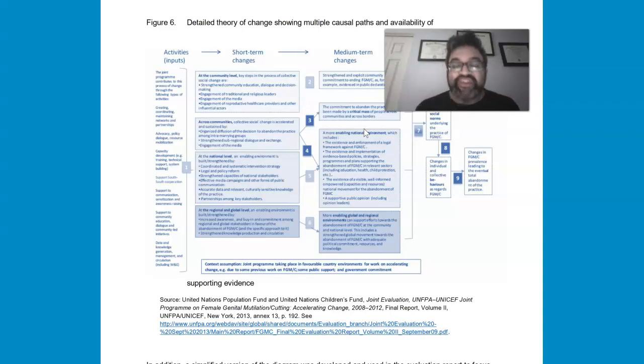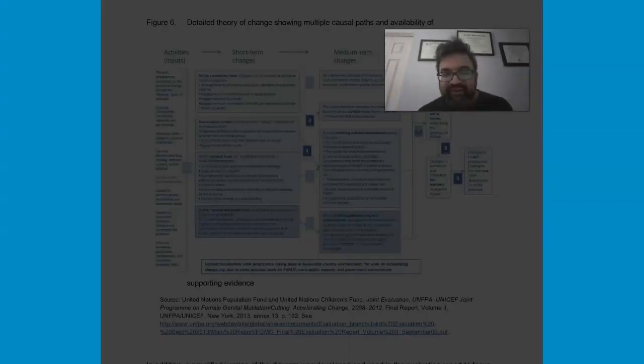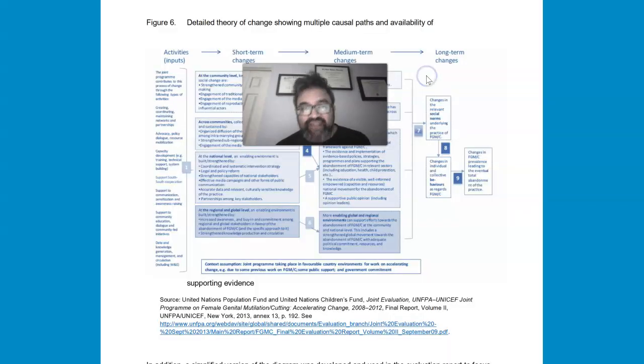Then at the medium term, there's a commitment to abandon the practice altogether. And if it reaches a critical mass of people within the community and across the borders, then it will stop altogether. A more enabling national environment is really needed that will enforce a legal framework against FGM, and the existence and implementation of evidence-based policy strategies, programs, and plans supporting the abandonment of FGM. And more enabling global and regional environments that can support efforts. So this is all leading to the same thing, but looking at different phases.